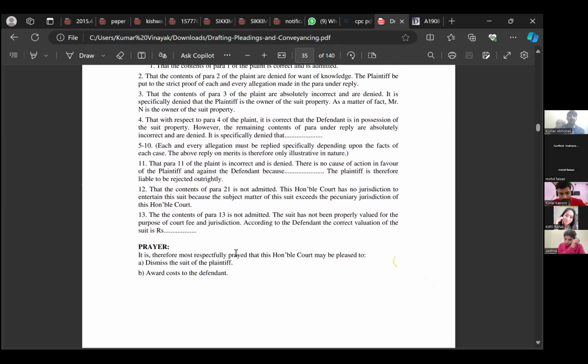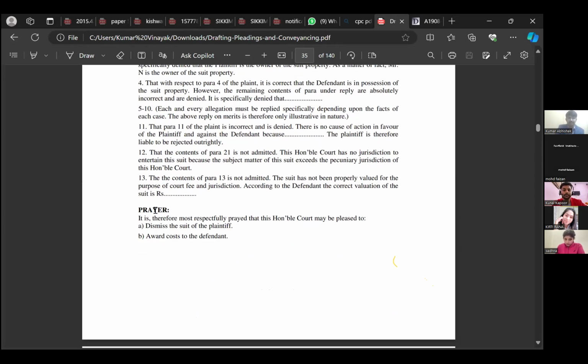And at the tail of it, you will be writing the prayers. Obviously your prayers should be contrary to what has been prayed by the other party. The prayers have to be specific and very clear. Drafting prayers is also an art which you will be learning with time.